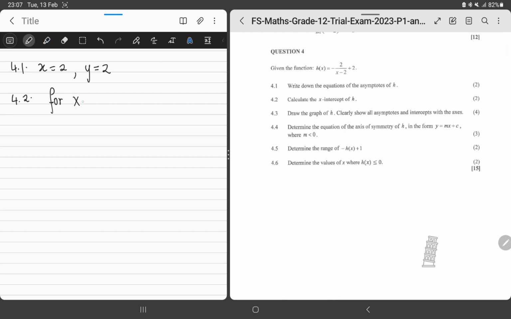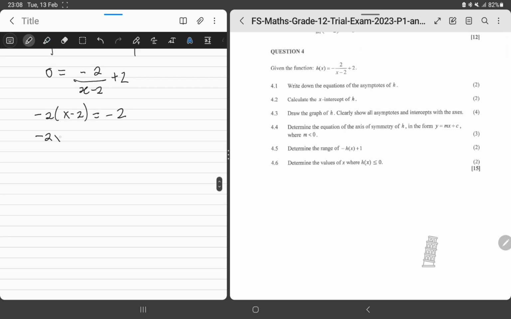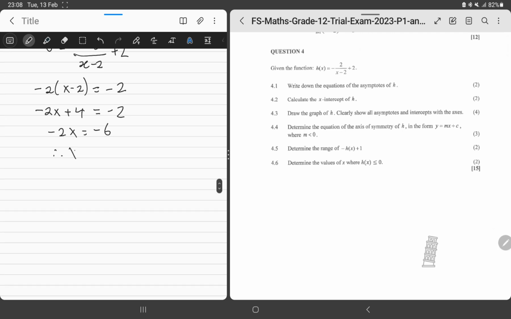For the x-intercept, we set y equal to 0. 0 is equal to minus 2 over x minus 2, plus 2. Minus 2 into x minus 2 is equal to minus 2. This is minus 2x plus 4, which gives negative 2 minus 2x is equal to minus 6. The x value should be equal to 3. So the x coordinate is 3, the point is (3, 0).